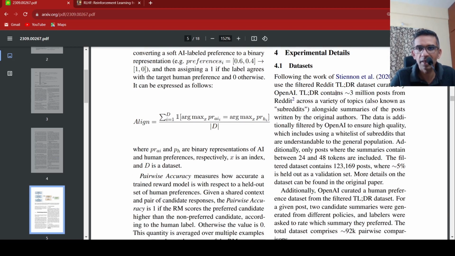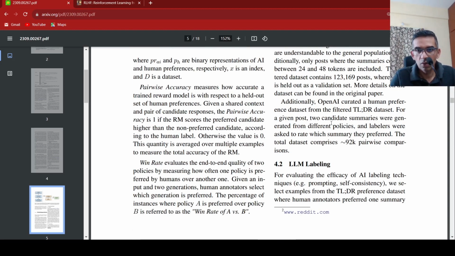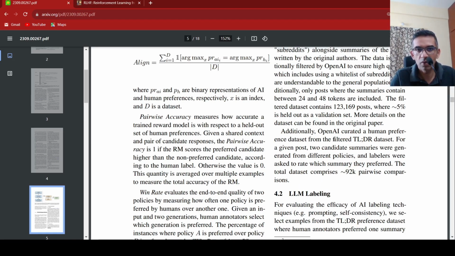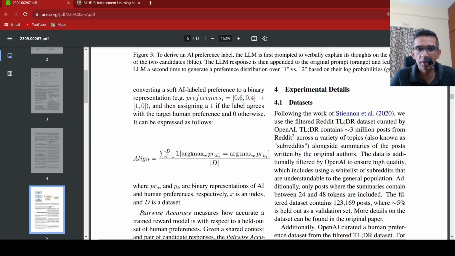The data set is Reddit TL;DR, the summarization data set, and it is curated by OpenAI. It contains close to 3 million posts from Reddit alongside summaries of the posts written by the original authors. Okay. So what they say is that the data filtered is of high quality by OpenAI. So that is of high quality. They talk about that. And how do they actually compare the results?